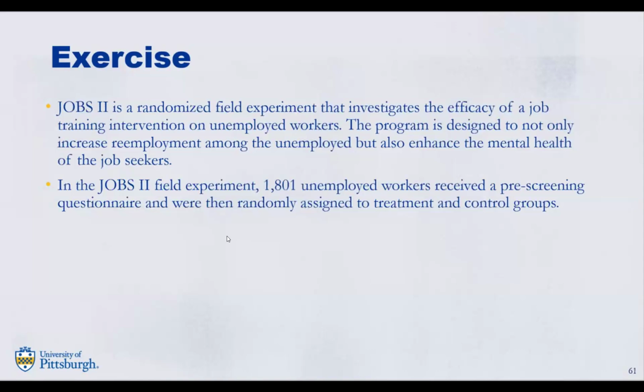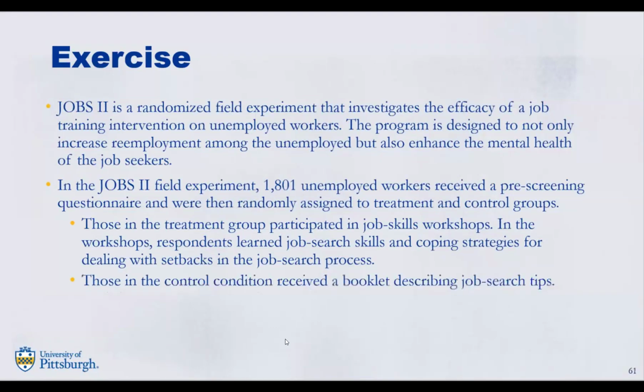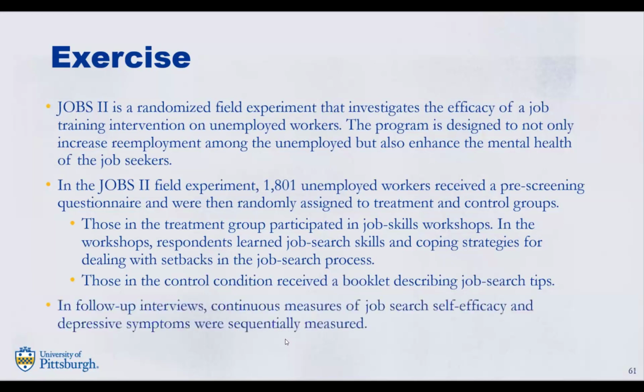In the Jobs 2 field experiment, almost 2,000 unemployed workers received a pre-screening questionnaire and were then randomly assigned to treatment and control groups. Those in the treatment group participated in job skills workshops. In the workshops, respondents learned job search skills and coping strategies for dealing with setbacks in the job search process. Those in the control condition received a booklet describing job search tips. In the follow-up interviews, continuous measures of job search efficacy and depressive symptoms were sequentially measured.